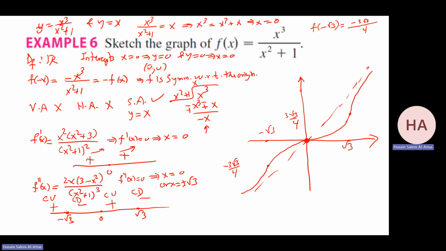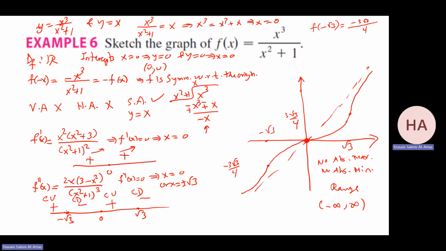What's the range here? Is there an absolute maximum, absolute minimum? No absolute maximum, no absolute minimum. And the range is from minus infinity to infinity, and it takes all the values, there are no gaps.